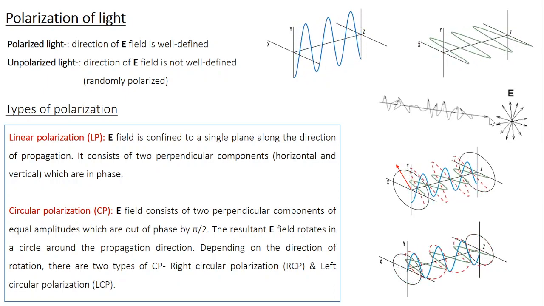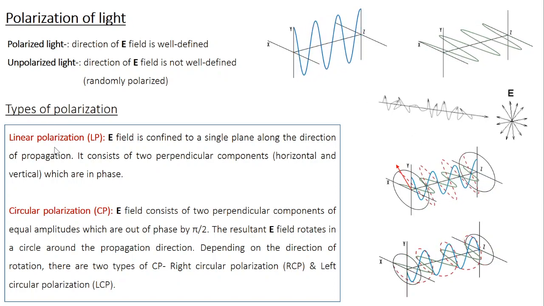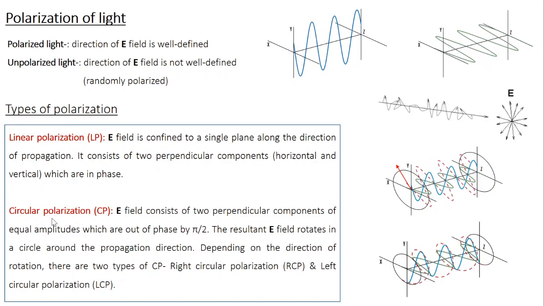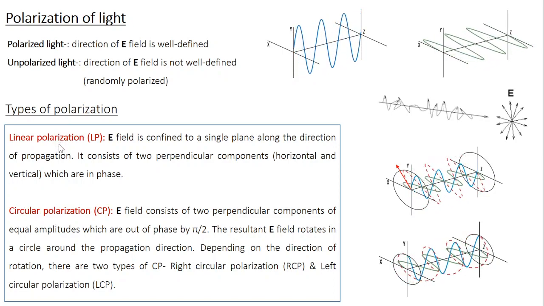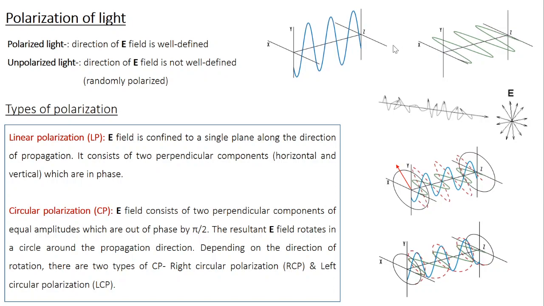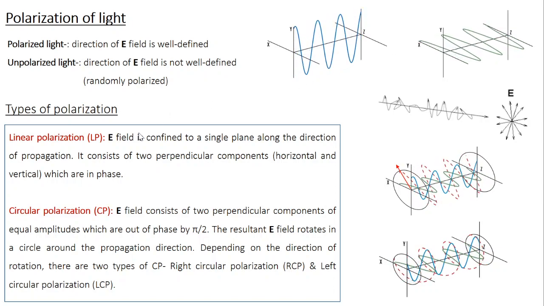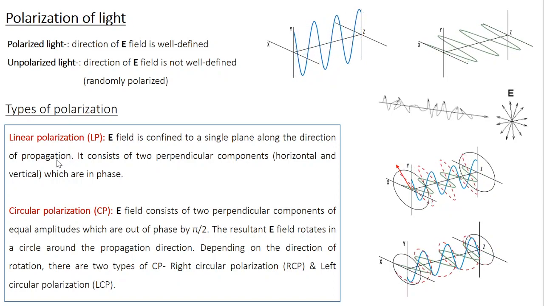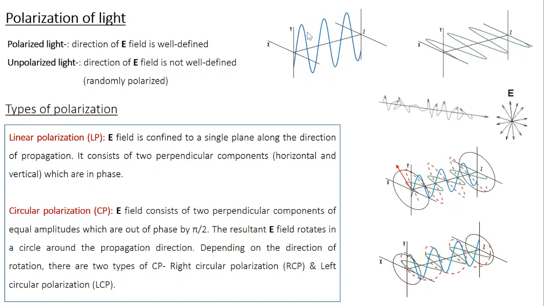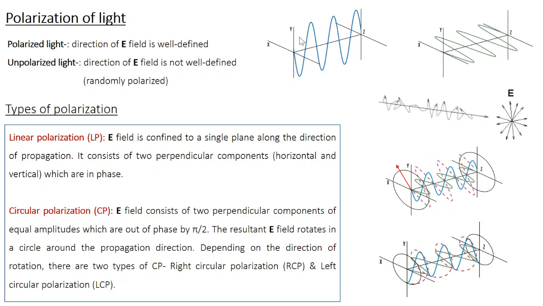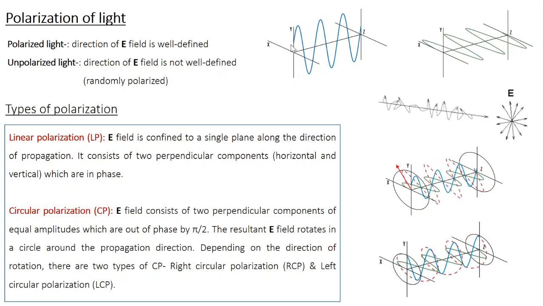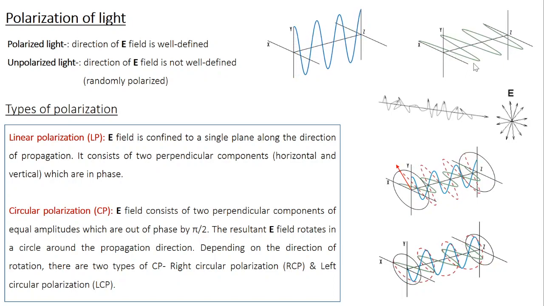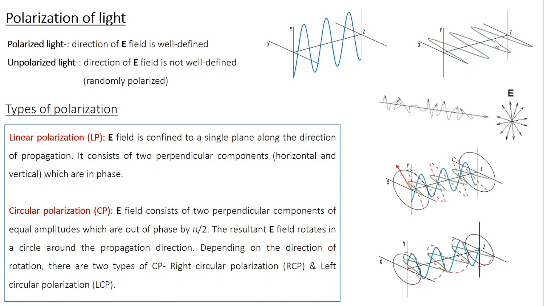There are three major types of polarization: linear polarization, circular polarization, and elliptical polarization. What we have seen here is linear polarization. Here the electric field is confined to a single plane along the direction of propagation. You can see here the electric field is confined to a vertical plane. This is known as vertically polarized light. Similarly, this is horizontally polarized light.